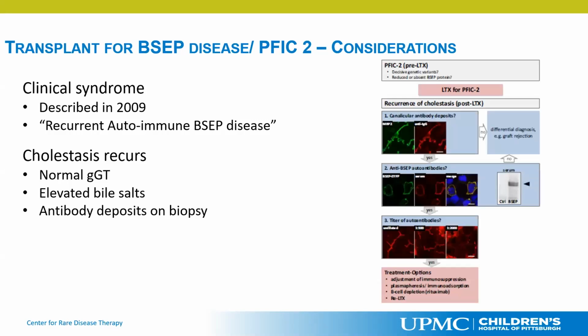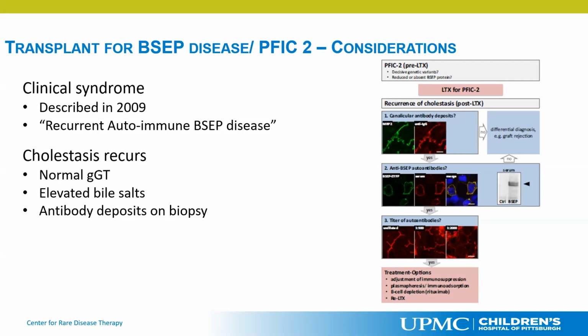And so here is kind of what they did as a general workup. You can see on the right hand side, they did a liver transplant. They had a clinical symptom, and you can see in the pictures below the actual deposition of antibody, and they actually typed that antibody to show that it was anti-BSEP antibody.